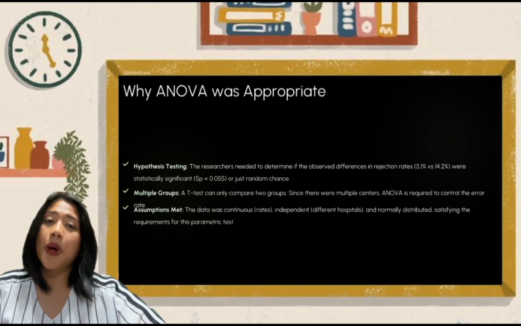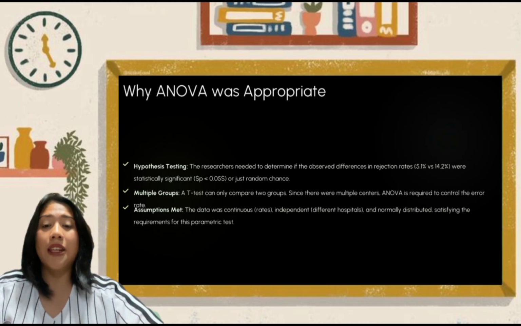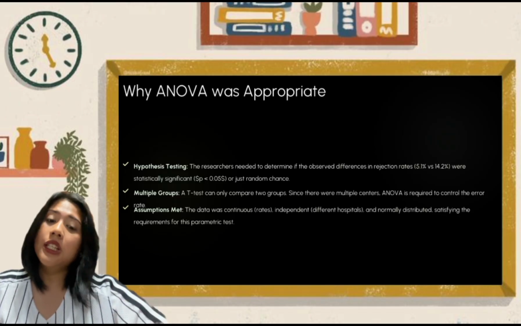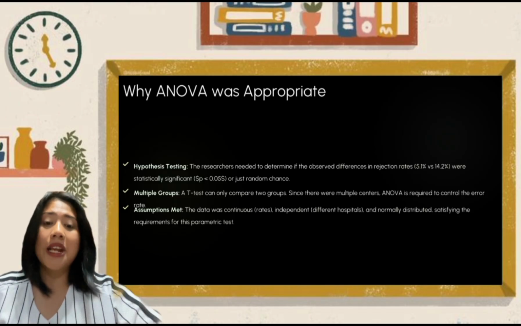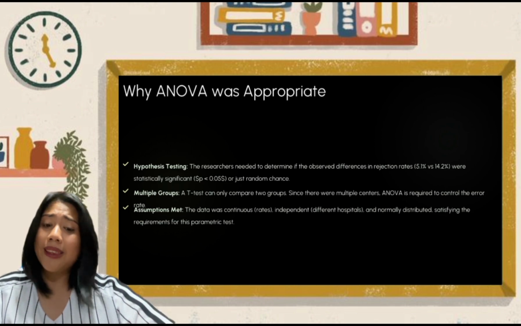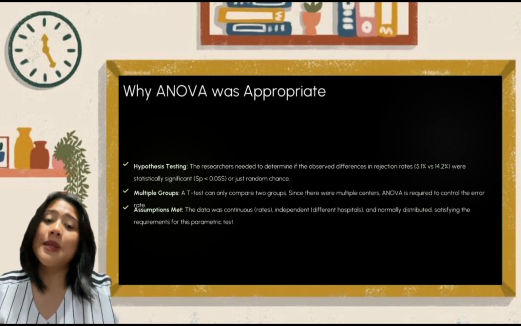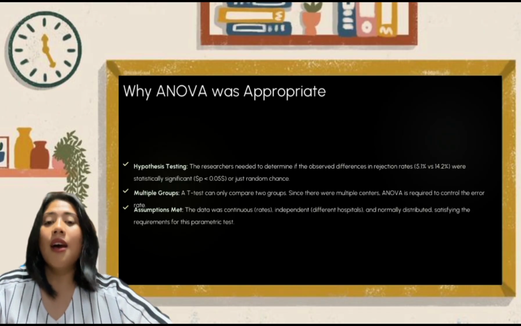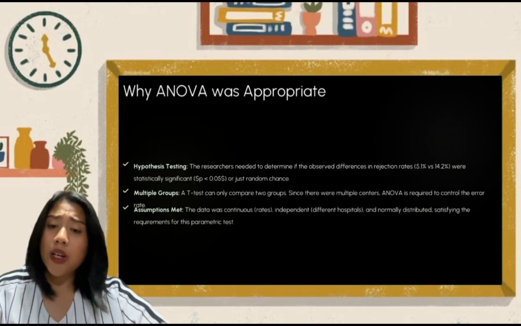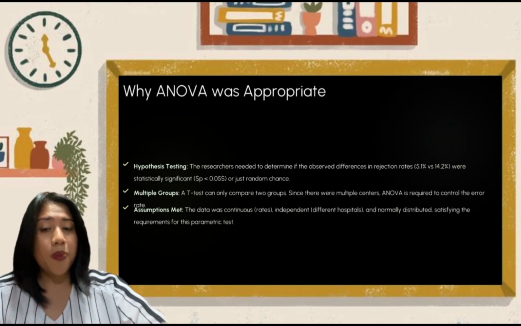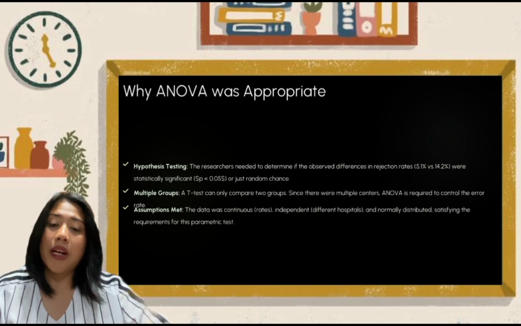ANOVA was appropriate because, again, the study involves multiple groups of centers. The data were continuous, such as the percentages and the image quality scores. Each group was independent and the data were approximately normally distributed, meeting the ANOVA's requirements. A t-test would not work here because the t-test only compares two groups while this study compares more than two.